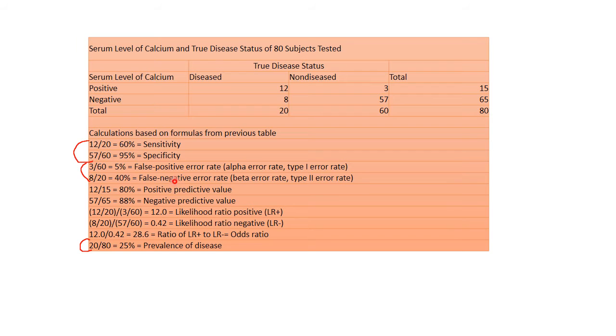And just remember that our false positive error rate is going to be our alpha error rate, or the type 1 error rate, right? Because we are saying that someone has disease when they truly don't. And then we are looking at our beta error, or type 2 error, as having people who are false negatives, or they have disease, but we did not conclude that.